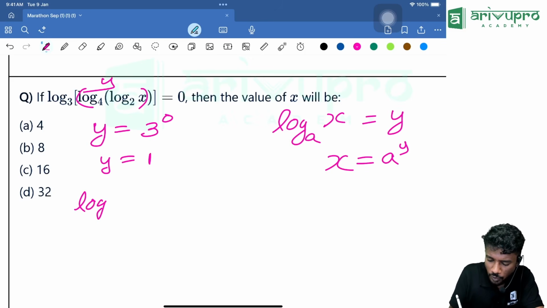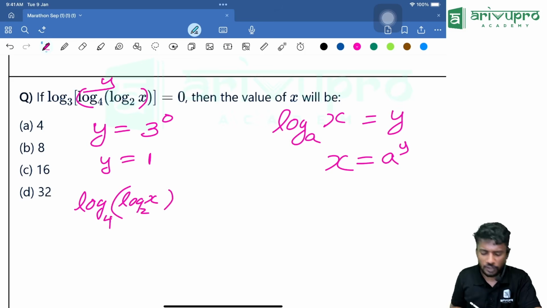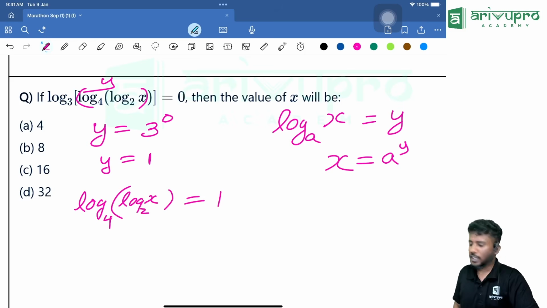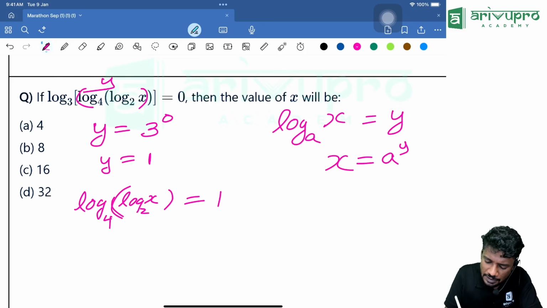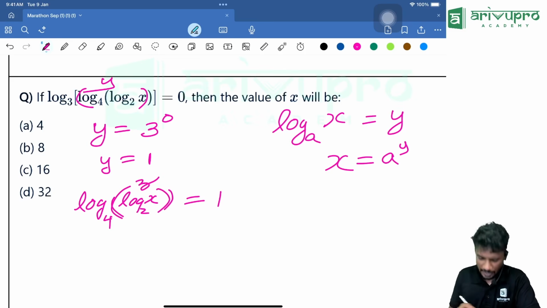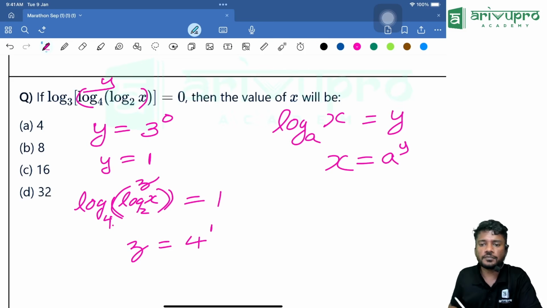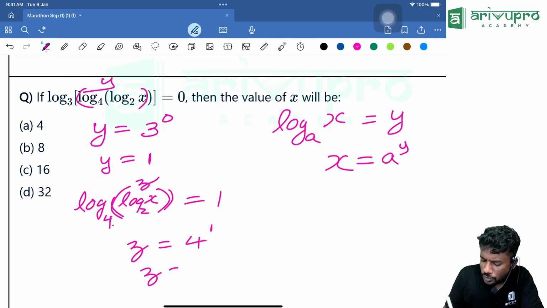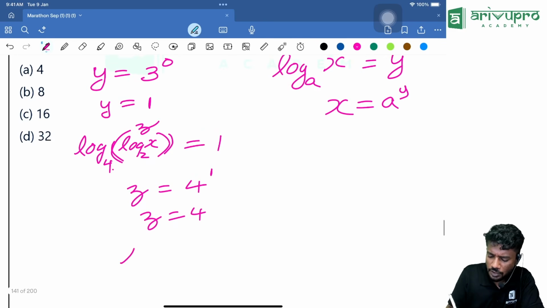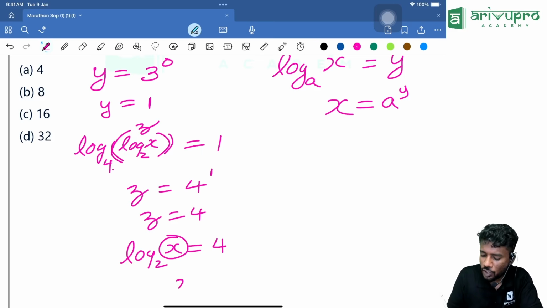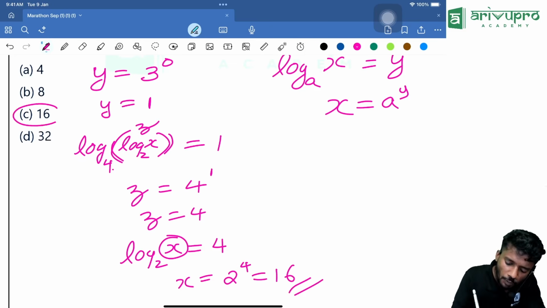So, what is this y? Log of log x, the entire thing with base 4, is equal to 1. Now, can I say, let this entire value be z? That means z is equal to 4 power 1. That means z is equal to 4. Instead of z, what will you put there? Log x to the base 2 is equal to 4. Then x is equal to how much? X is equal to 2 power 4, which is equal to 16. Option C is the answer.